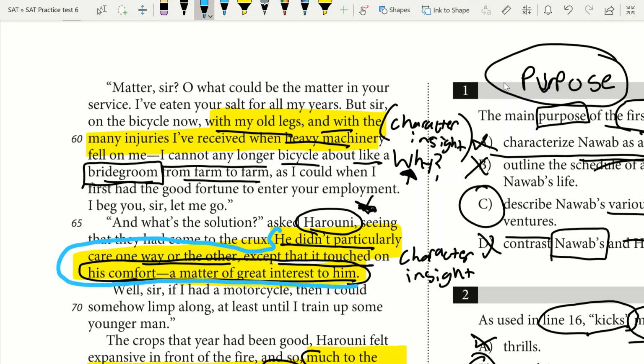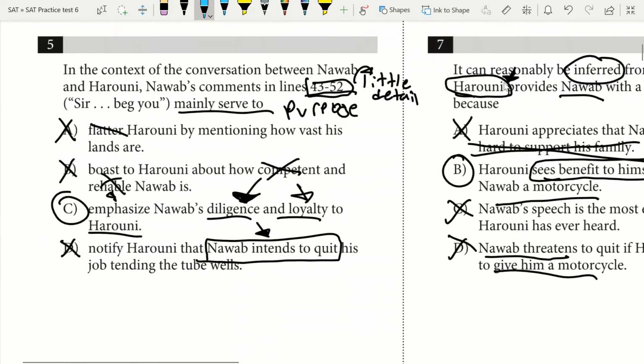Okay, you see that that's in blue. That's the evidence I want to use there. Okay, he didn't particularly care one way or the other except that it touched on his comfort, a matter of great interest to him. So that's showing that he really only cares about his comfort. We see that's lines 66 through 68. So that's the answer choice I'm going to look for down here.